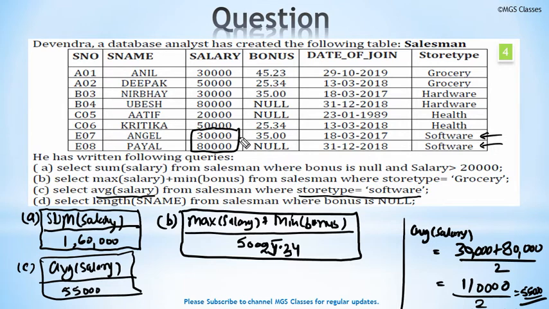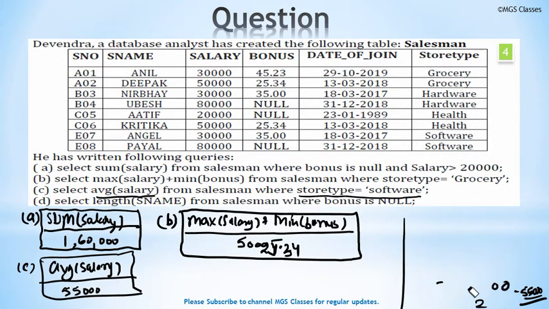Here we need to calculate the average for these 2 rows only because of this where condition, where store type is equal to software. Only those rows we need to calculate. Now we will move on and see the fourth portion of this question, and that is related to the length function. Okay, now length of sname.